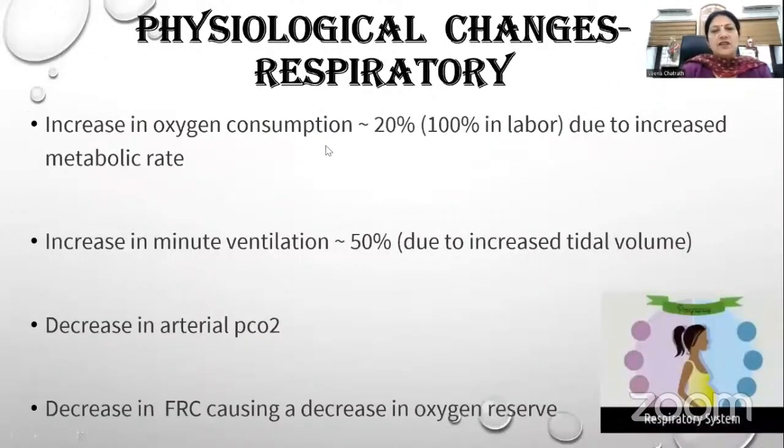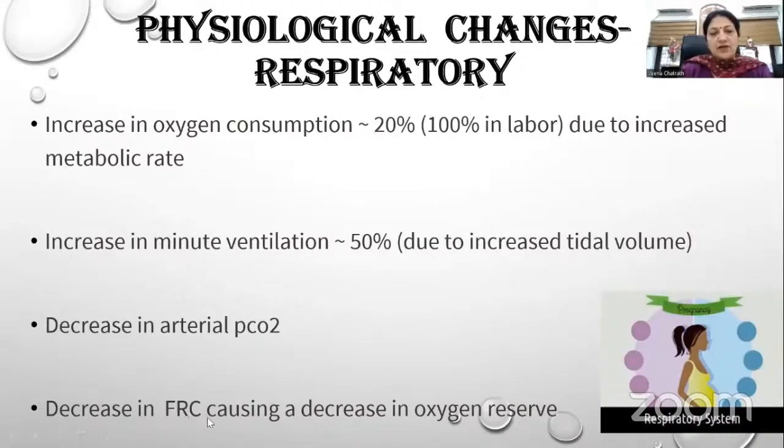There is increase in oxygen consumption by 20% in pregnancy, whereas the oxygen consumption is increased almost to 100% in labor due to the increase in the metabolic rate and due to the contraction of the labor pains. There is increase in minute ventilation by 50% due to the rise in tidal volume and the rise in the respiratory rate. There is decrease in arterial PCO2 levels. The PCO2 levels in pregnancy are 28 to 32 millimeters of mercury, whereas if the PCO2 level is 40 millimeters of mercury, that indicates the onset of ventilatory failure in a pregnant patient.